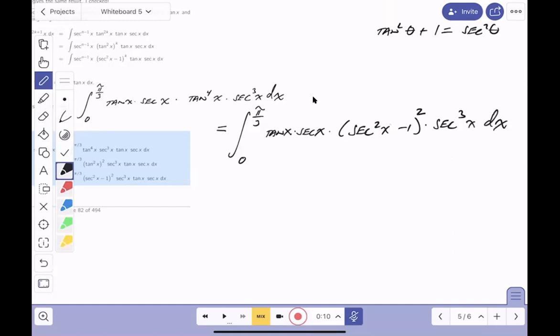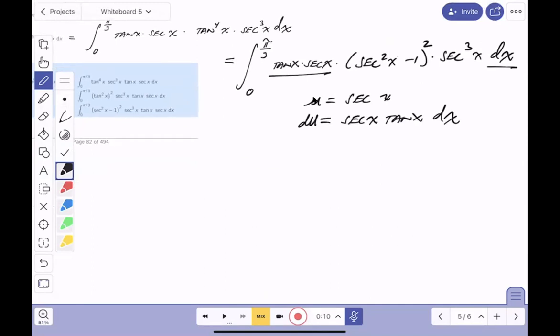Now what they tell you to do, and again, if you can't remember, go back and read the recipe. All right. So I'm going to say u is equal to secant of x, and du is going to be equal to secant x tan x dx. Well, lo and behold, it looks like it's going to work out like a charm. Let's write this down.